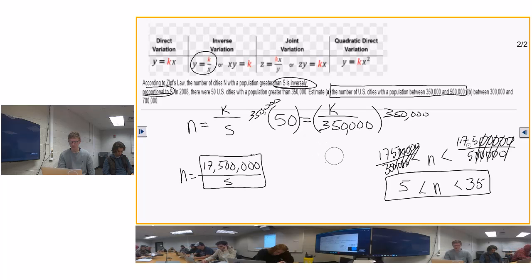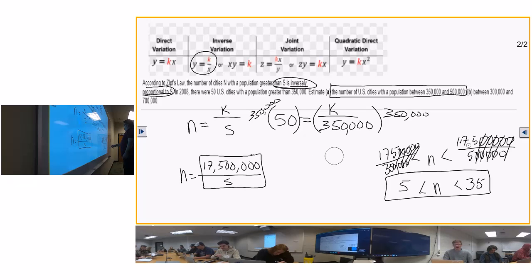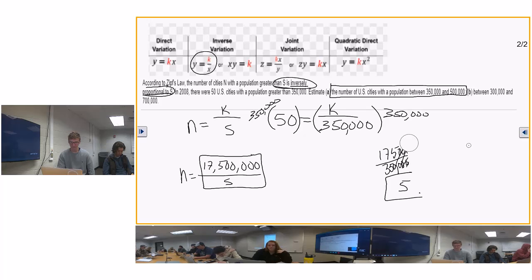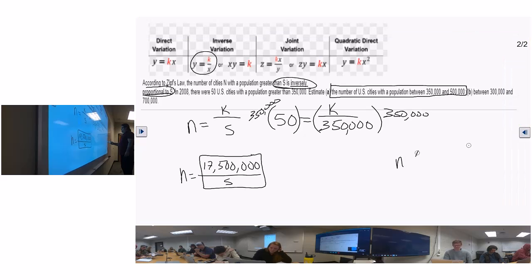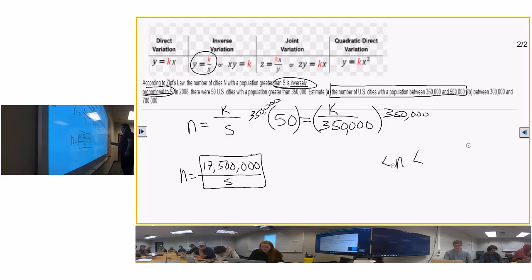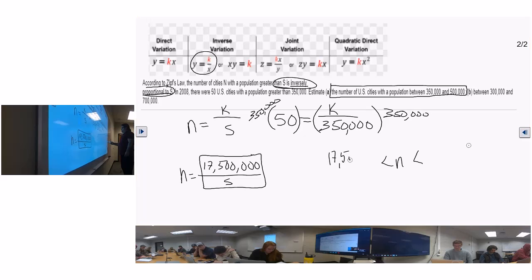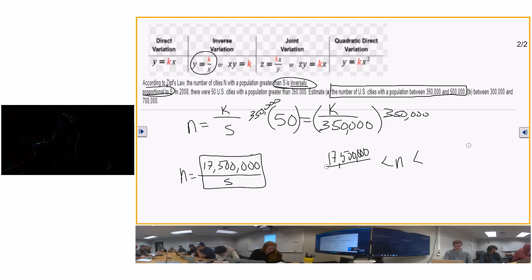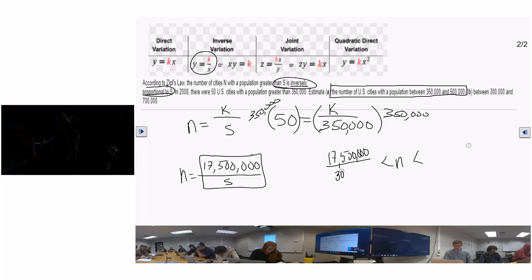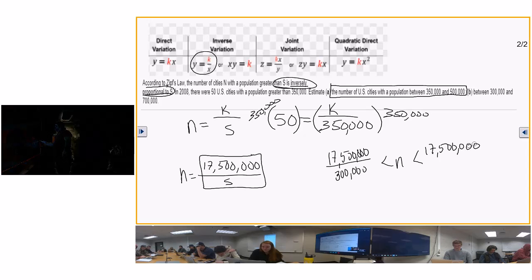All right, so I'm going to set it up right here. So n is going to be in the middle. 17,500 over 300,000. And 17,500 over 700,000.